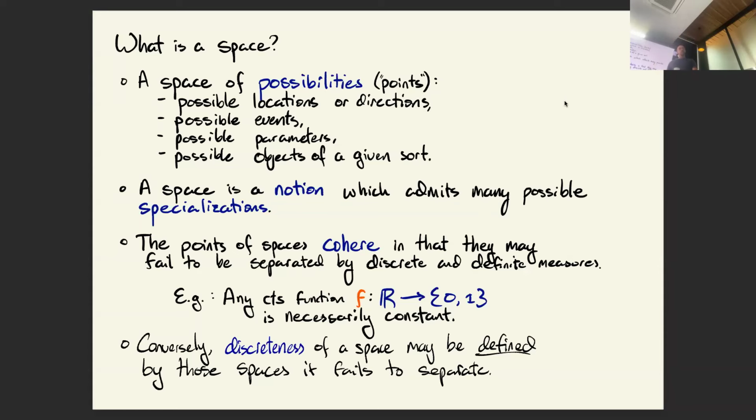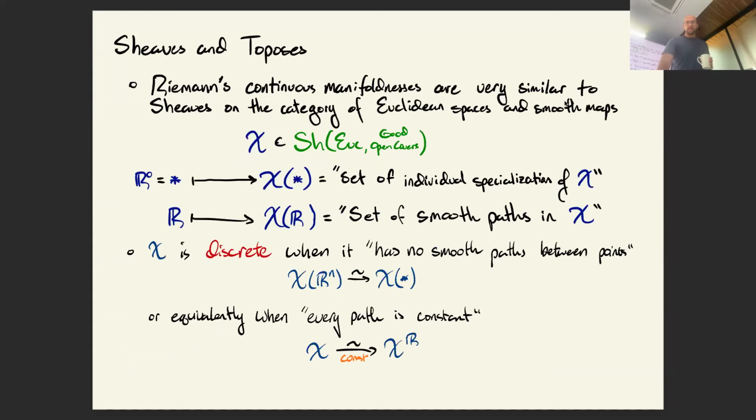But conversely, we could also define discreteness by those spaces for which the points fail to be connected by paths. So we might turn this around and say, actually, the two-element set is discrete because any continuous map from the real line into it must be constant. Right? There are dual ways of determining what a space is.